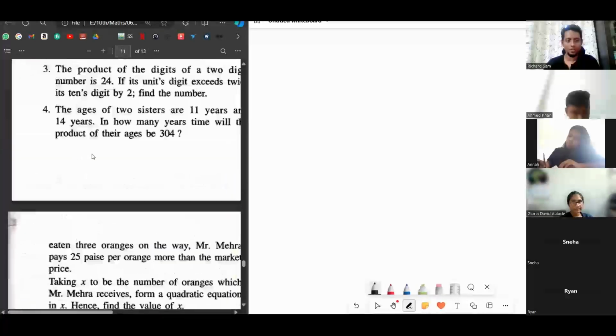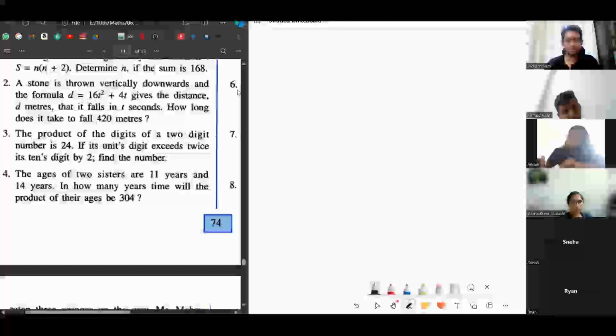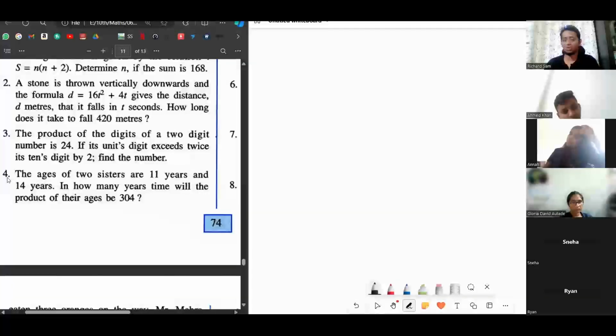Okay, first we'll do a simpler age problem and then we'll do a little difficult one. Okay, look at the fourth question in my book over here. The ages of two sisters are 11 years and 14 years. In how many years' time will the product of their ages be 304? Okay, so for all age problems, you make a small table.